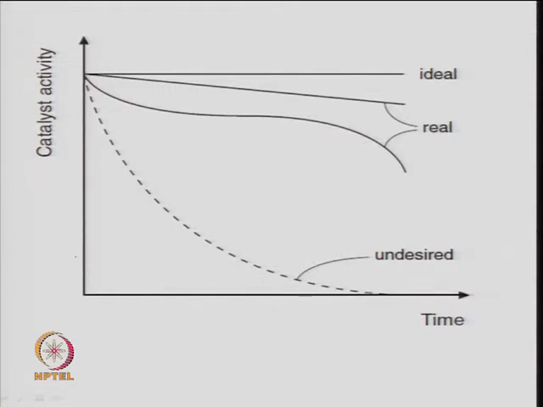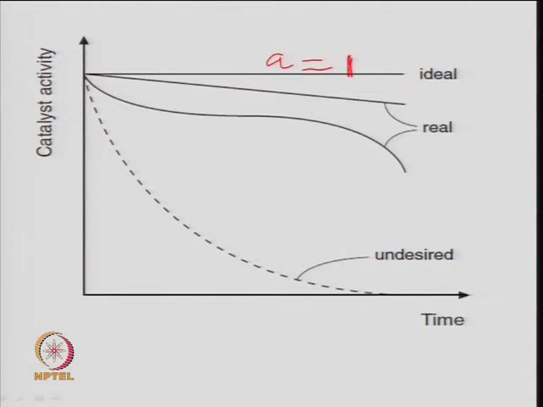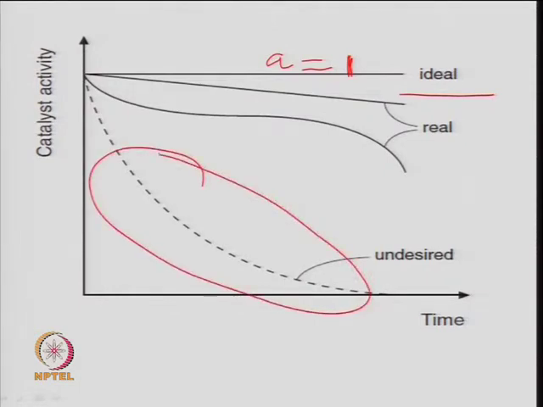As I said, ideally the activity should be 1, that is, the catalyst should not deactivate. This is the ideal case; there should not be any deactivation in a good catalyst. But if you look at a practical catalyst, their activity decreases with time. So conversion decreases, product selectivity or yield decreases, so productivity decreases with time on stream. This can be like a real catalyst; if it drops like this, it can go like this also, or this is the severe deactivation of the catalyst, which is not desired.